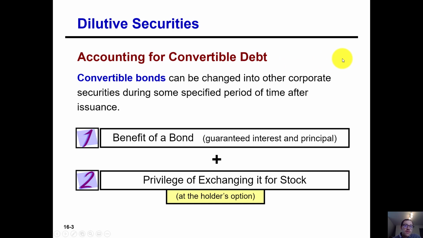First dilutive security is convertible debt. These are bonds which can be exchanged for common stock at some kind of ratio. It could be 1 for 1, or it could be 1 for 12, or 1 for 15, whatever. But each bond can be converted into a certain number of common shares. So it's great. It has the benefit of being a bond. You're guaranteed interest payments and principal payment with the privilege of exchanging it for the company stock. So if the company starts doing very well, you might just trade in for stock.